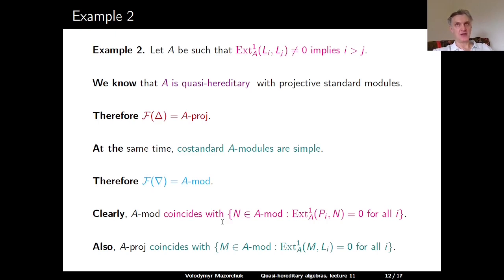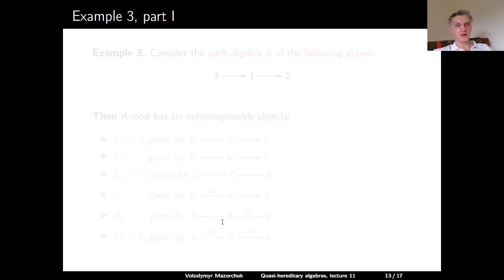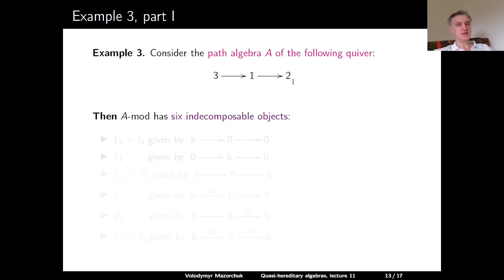So this is checking of our theorem on some easy examples. Here is the third example where one can compute things explicitly because it has finite representation type. Consider the path algebra of the following quiver. We have three vertices, 1, 2, and 3, an arrow from 3 to 1, and an arrow from 1 to 2. So this is a representation finite algebra. It has 6 indecomposable objects.